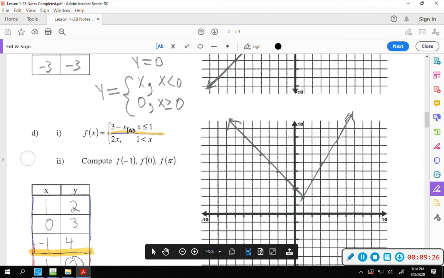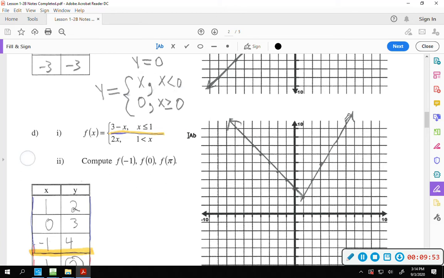I can plug 0 in and get 3 out. I can plug negative 1 in, minus a negative becomes plus a positive. I get 4 out. I've done this. You can't see the color that well, but I've done this in blue. And I graph this line. The problem is it stops being this line with a negative slope as soon as x becomes larger than 1.